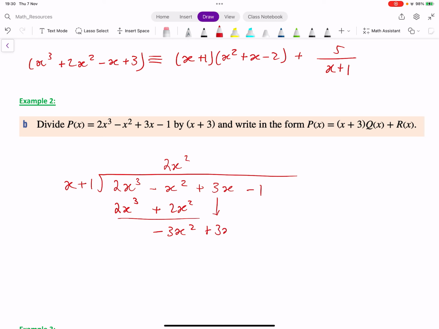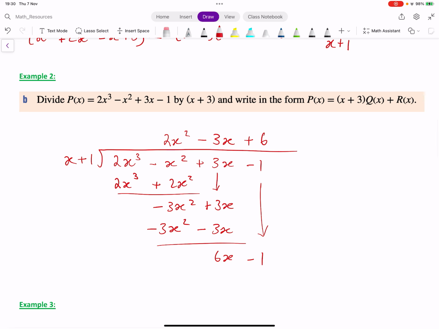the 3, plus 3x. I then ask myself the same question, what do I have to multiply x by to get minus 3x squared? And the answer is minus 3x. I then go minus 3x times x, which is minus 3x squared, and then minus 3x. Now 3 minus minus 3 is 6x, and I bring down my minus 1. I then ask myself, what do I have to multiply x by to get 6x? And the answer is 6. Let's go 6 times x is 6x, plus 6 times 1 is 6. Now minus 1 minus 6 is minus 7.